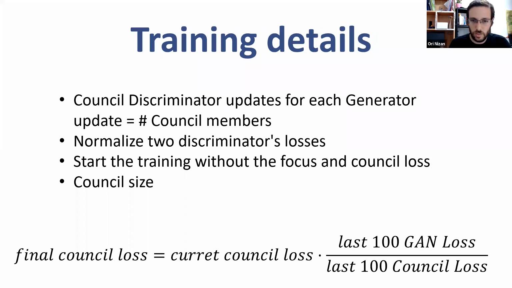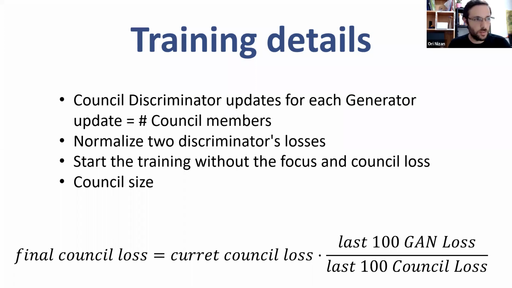for each generator's update. Because we have 2 discriminators with 2 different objectives, in order to keep the losses in the same range, we normalize them using a window of the last 100 iterations. And to prevent the council from collapsing and agreeing on a trivial solution, as we discussed earlier, we didn't start the training with the council and focus losses. These were added after about 10,000 iterations.